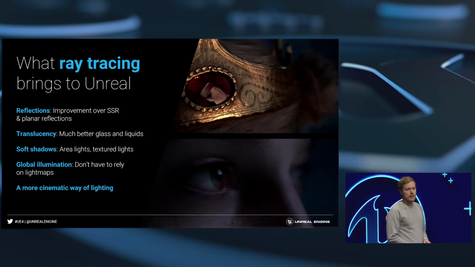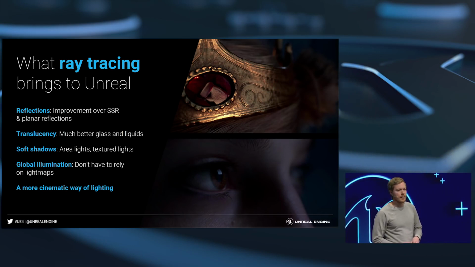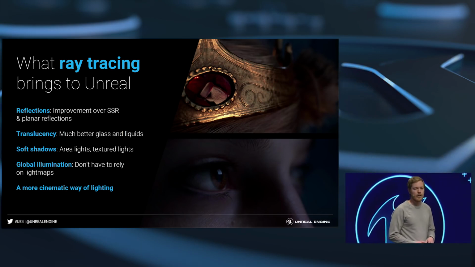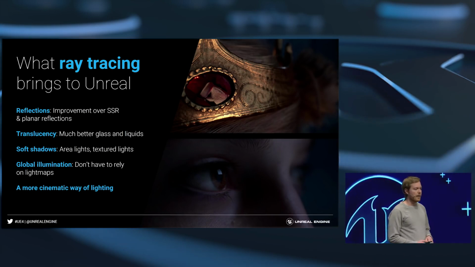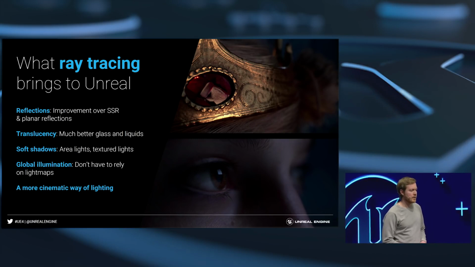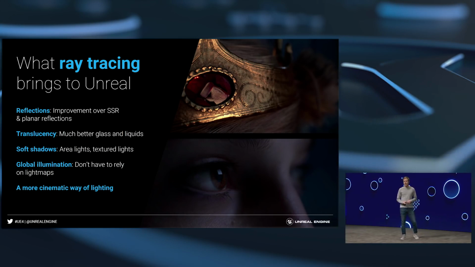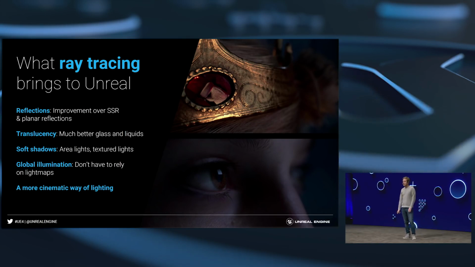We've been waiting for a long time for this, and finally we have ray tracing in a game engine. So now we can use lighting concepts that we're used to from offline rendering and real-world cinematography. We now get correct reflections, which is a big improvement over SSR and planar reflections. We have translucency, where we get much better glass and liquid, which has been really hard to achieve in real time before. Area lights give us a much more natural look with soft shadows, and that's really crucial when lighting a digital human.